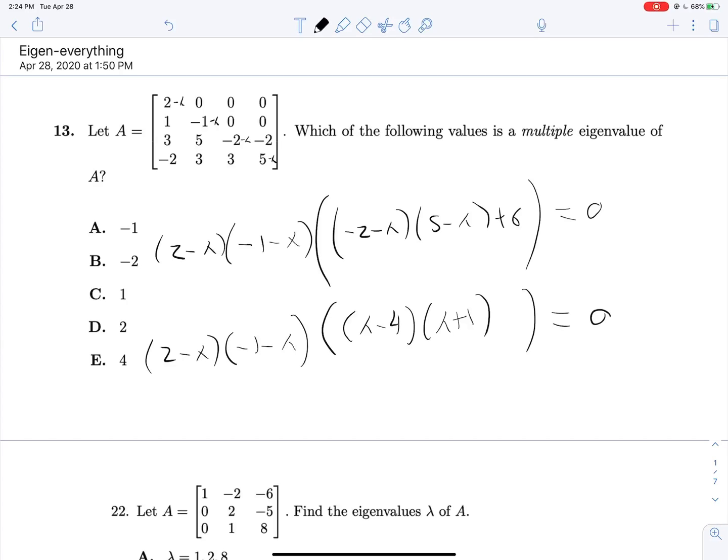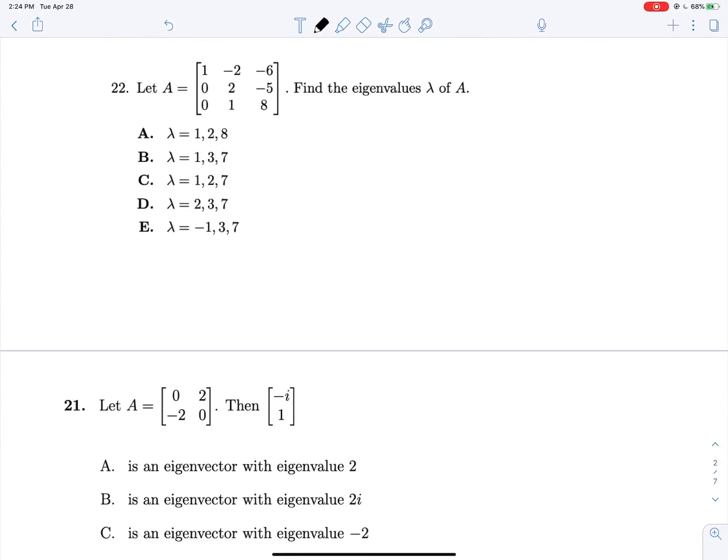If we set this equal to 0, well, we see that lambda is equal to 2, lambda is equal to negative 1, lambda is equal to 4, and lambda is equal to negative 1. So negative 1 is our multiple eigenvalue. It has a multiplicity of 2 here. Next, number 22, we're finding the eigenvalues.